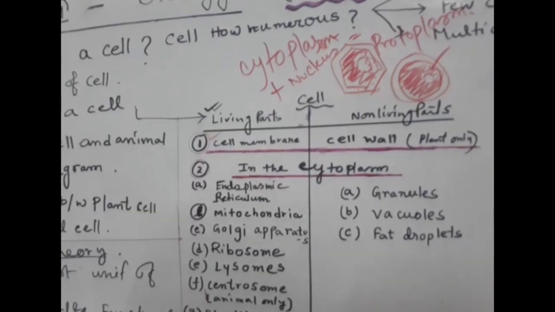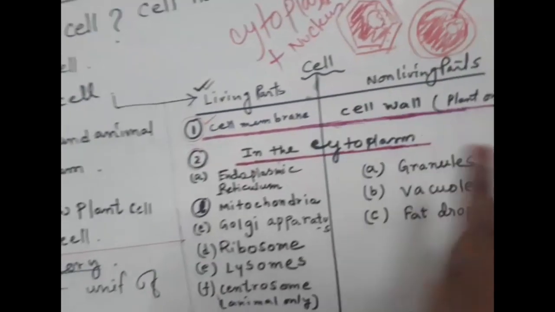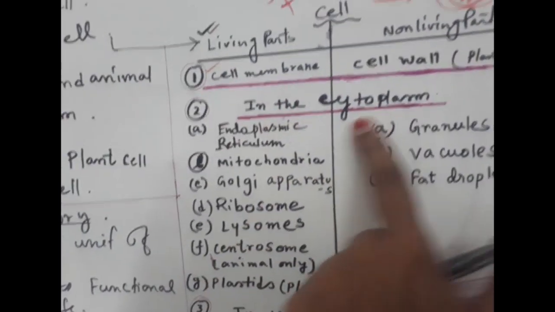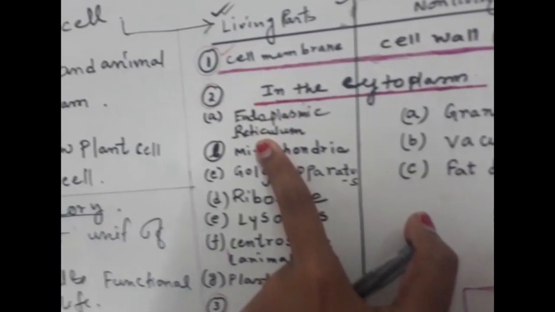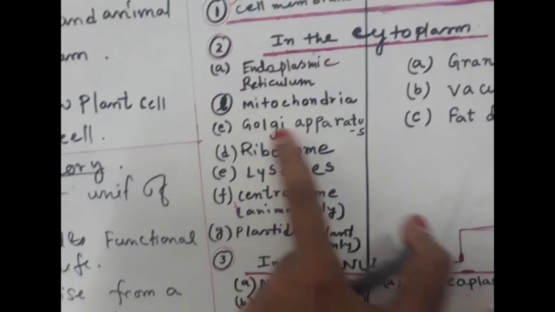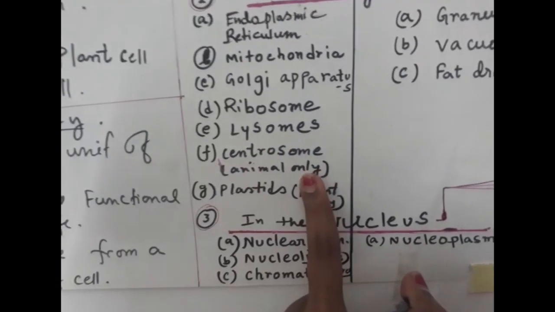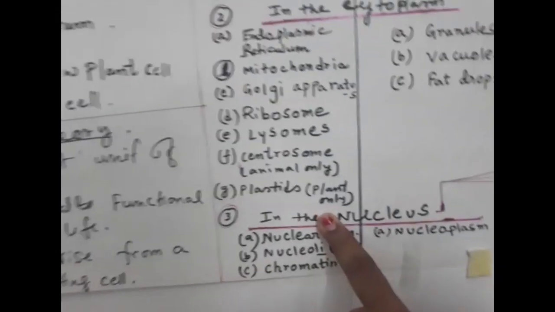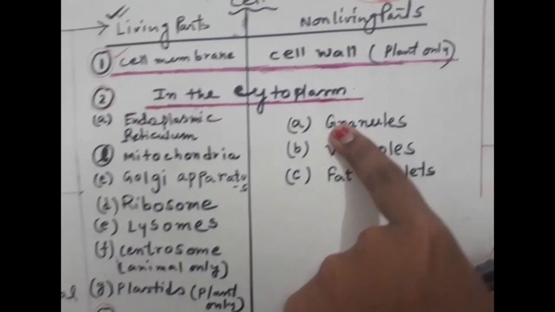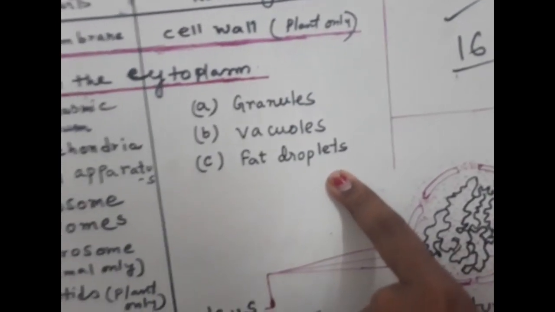Now we are going to learn about the components present in the cytoplasm. This is the outer part, the cell membrane and cell wall, and in the cytoplasm there are some organelles. Number 1, endoplasmic reticulum. Then mitochondria, Golgi apparatus, ribosome, lysosome, and centrosome, which is only in animal cells, and plastid, an organelle present only in the plant cell. And there are some non-living inclusions: granule, vacuole and fat droplet.